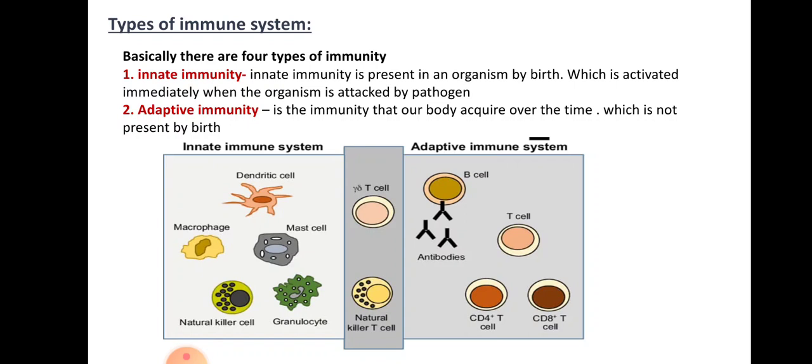Second one, adaptive immunity. Adaptive immunity is the immunity our body acquires over a period of time. It takes a longer period and is not present by birth. It is just the opposite of innate immunity. Here you have a picture of the innate immune system and the adaptive immune system. In the innate immune system the antibodies get produced in our body, and the adaptive immune system takes a quite longer period than the innate immune system.